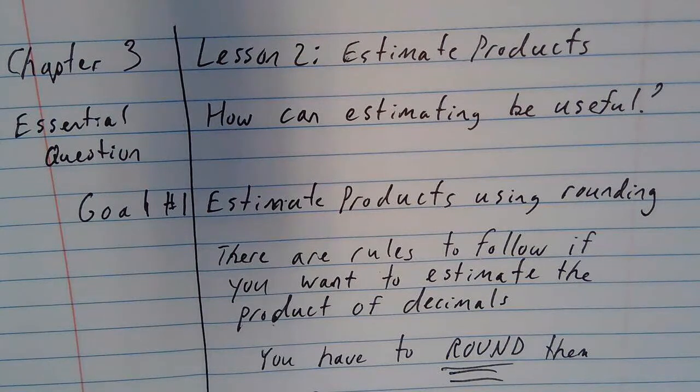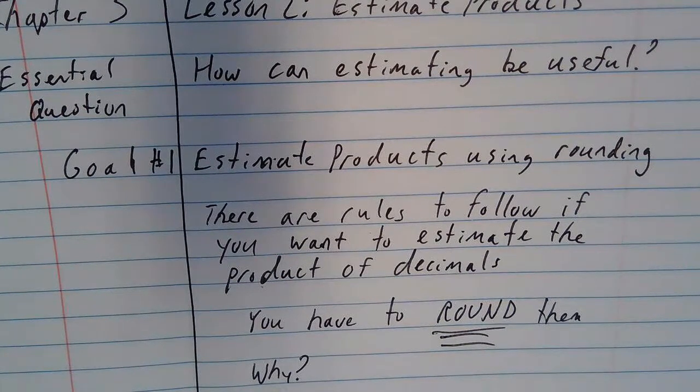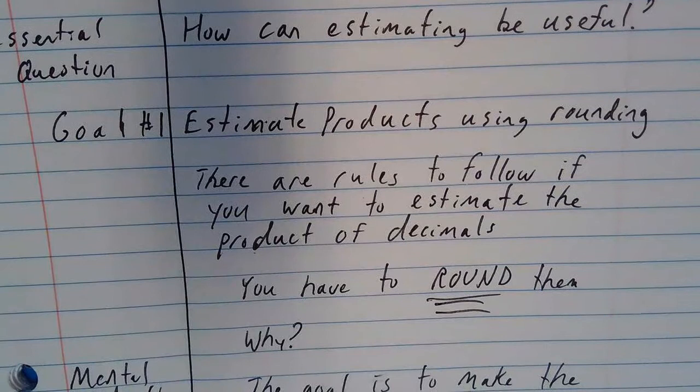Okay? Now, the question for this lesson, actually for this whole chapter, will be, how can estimating be useful? There is a point to estimating. There's a goal here. Now, for this particular lesson, the goal is basically to estimate products using rounding. Okay, there are rules to follow if you want to estimate the product of decimals. You have to round them.